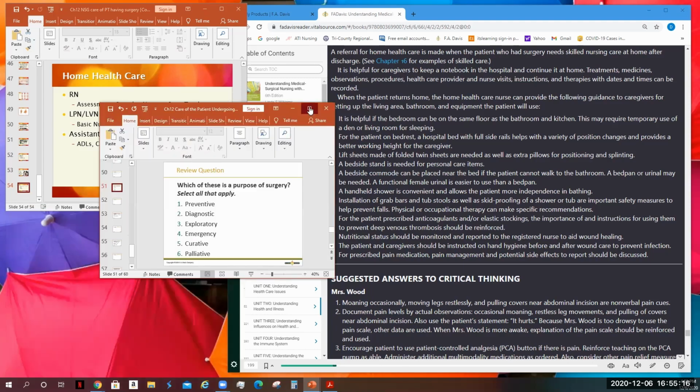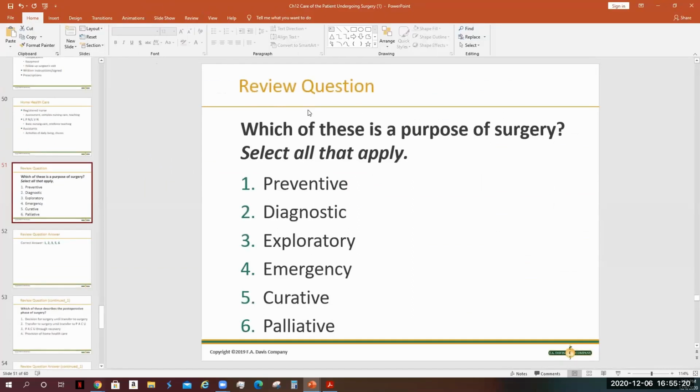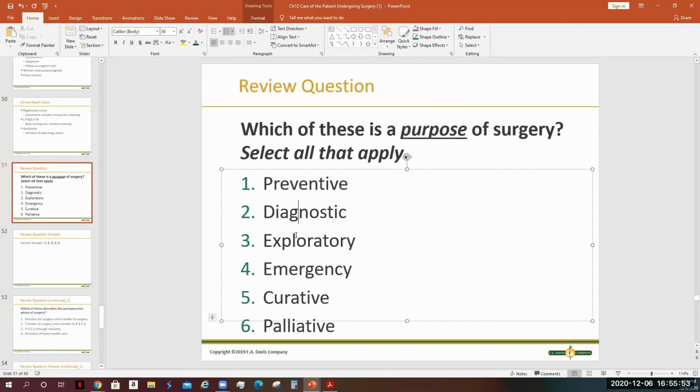So now we're going to look at some of the questions that are on the slides. Which of these is a purpose of surgery? Select all that apply. Is it 1, preventive, 2, diagnostic, 3, exploratory, 4, emergency, 5, curative, and 6, palliative? So they're asking about purpose. That's a very important word here, I think, because preventive is a purpose, diagnostic is a purpose, exploratory is a purpose, emergency is not a purpose, but curative is a purpose and palliative is a purpose. So these are the answers: everything except for number 4. So it's 1, 2, 3, 5, and 6.